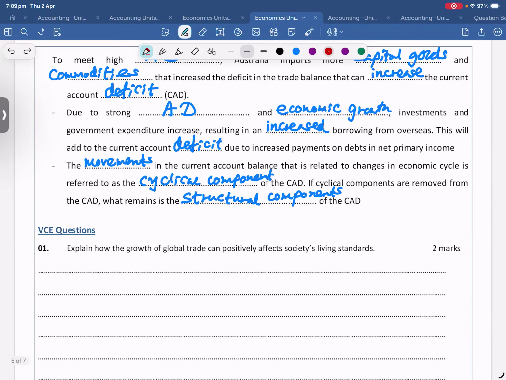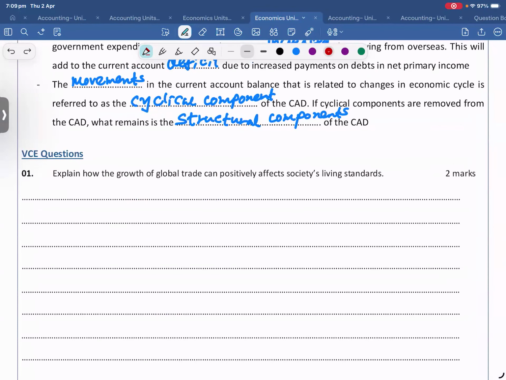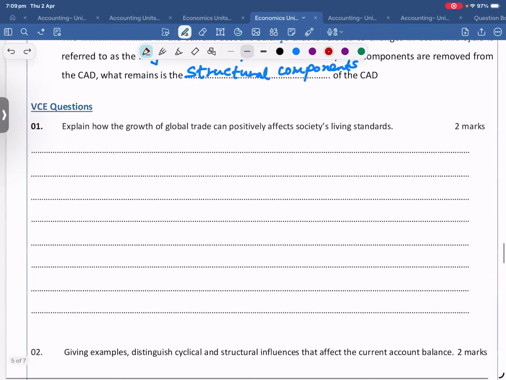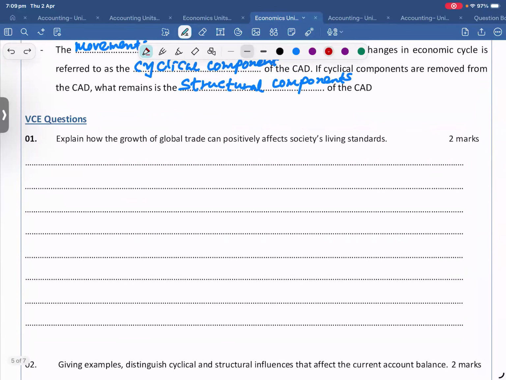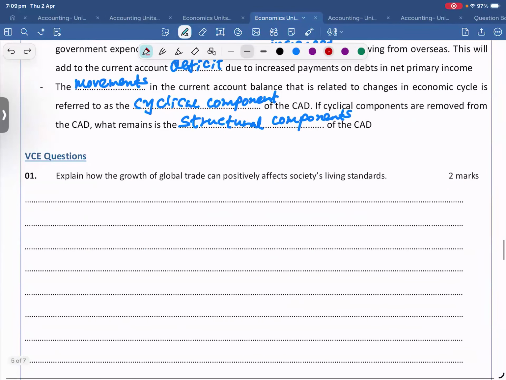Right. Explain how the growth of global trade can positively affect society's living standards. What do you think, guys? You think this one is affecting our living standards? Global trade? Yes. How? We'll try to see. Do you have any thoughts about this?